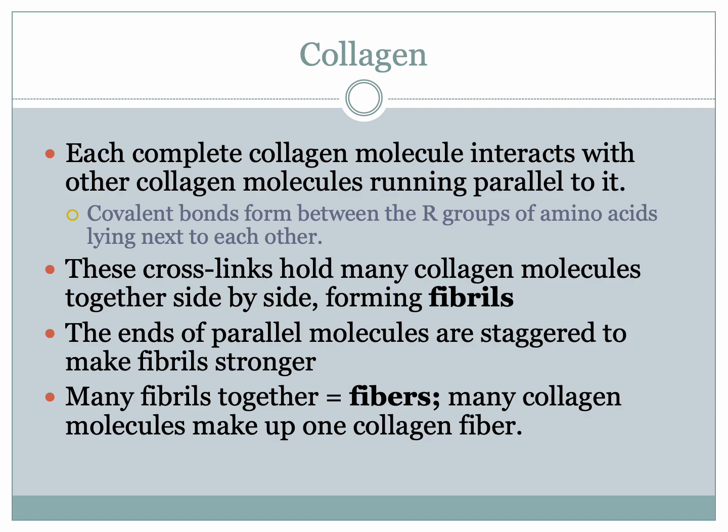Each complete collagen molecule interacts with other collagen molecules running parallel to it. Covalent bonds form between the R groups of the amino acids lying next to each other. These cross links hold many collagen molecules together side by side, forming fibrils. The ends of the parallel molecules are staggered to make the fibrils stronger. Many fibrils together make a fiber. Many collagen molecules make up one collagen fiber.